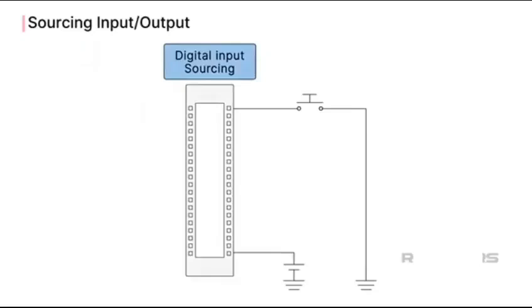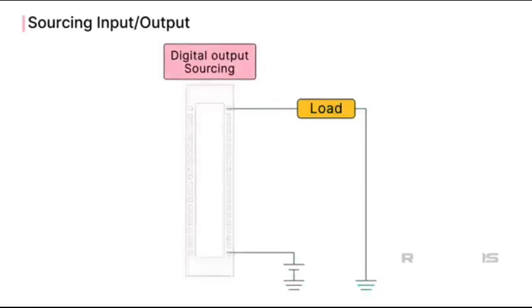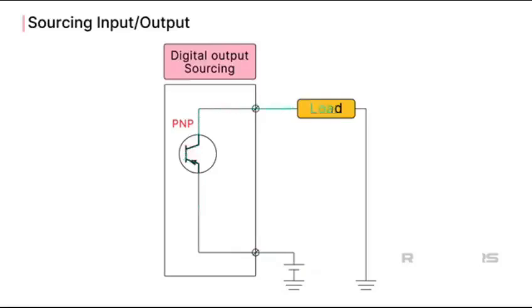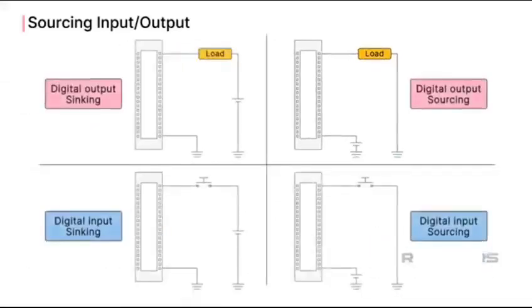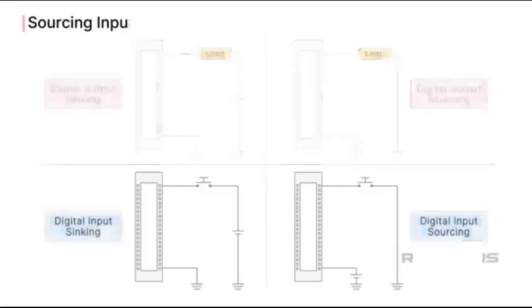Sourcing provides a path to the supply source. Note the change in common and button location. Notice that the input to the PLC is still a positive value. The sourcing output module will have the current flowing out of it and into the load. It uses PNP transistors for switching. In summary, inputs and outputs look like these wiring examples.